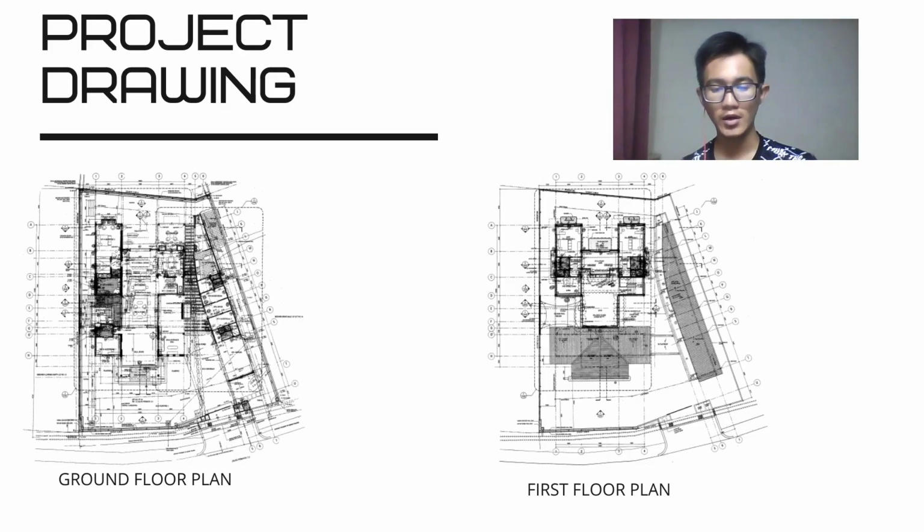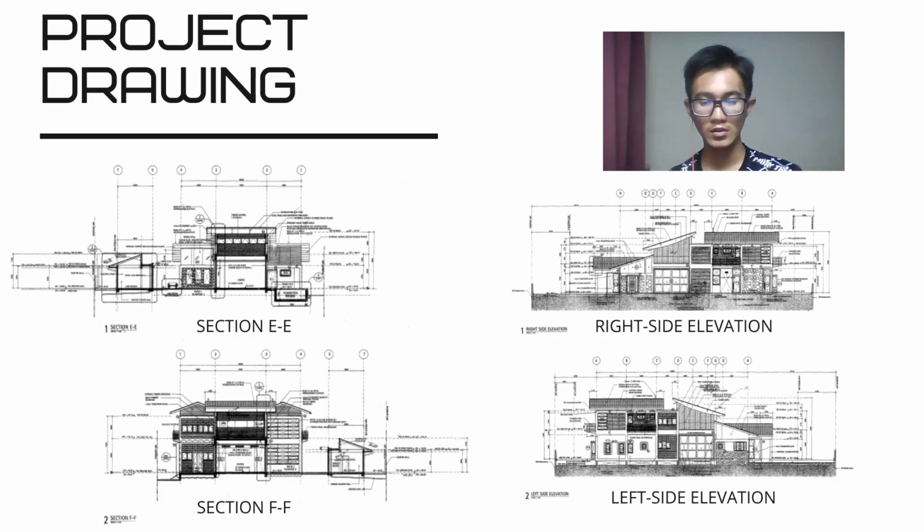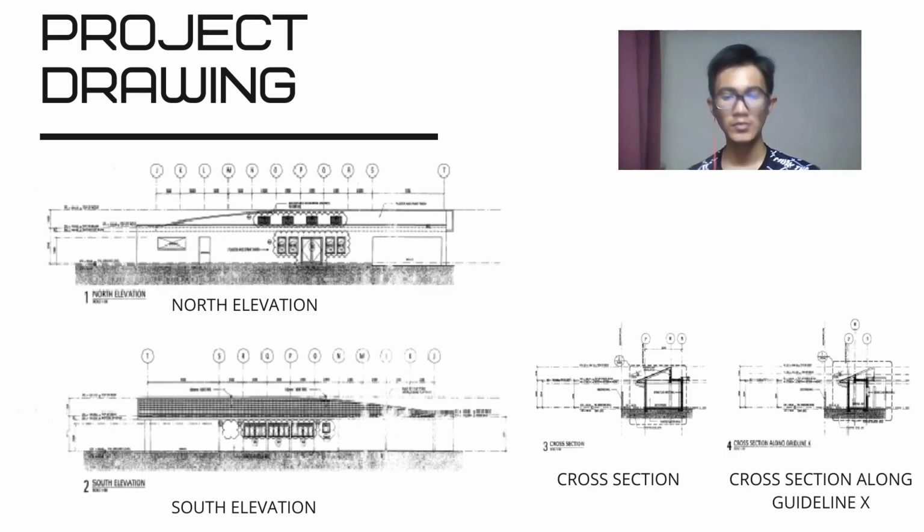On the next slide, I will display the drawings for the proposed project, where there are the ground floor and the first floor plan. Next, there are section E to E and section F to F. There are also the right and left side elevations. On the next slide, there are the north and south elevations, the cross section of the building and the cross section along the line X.